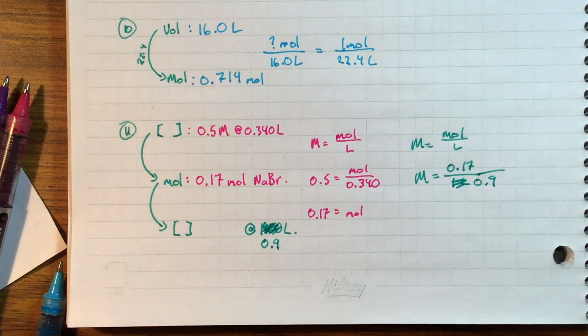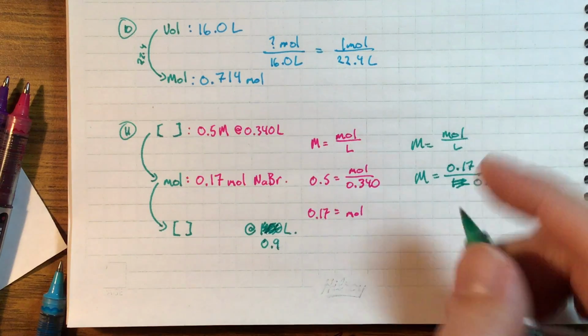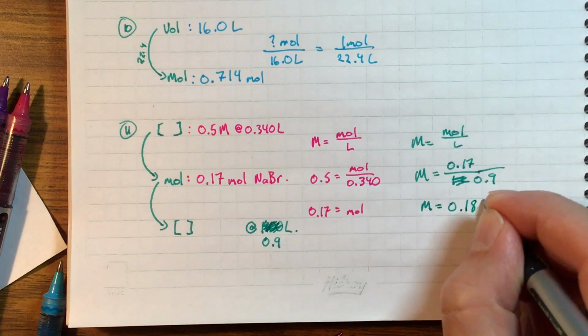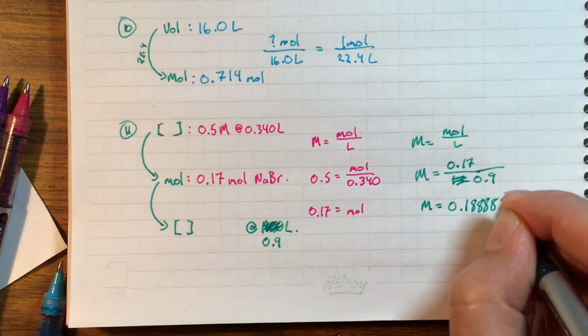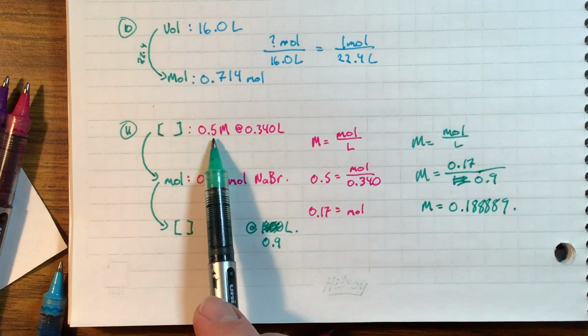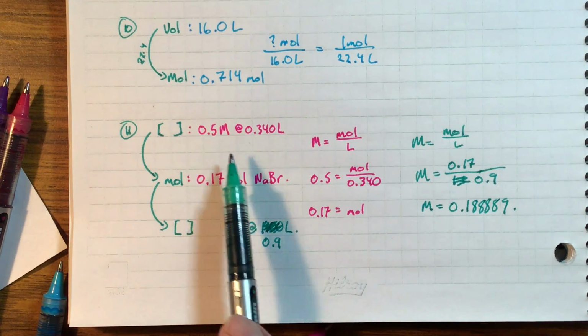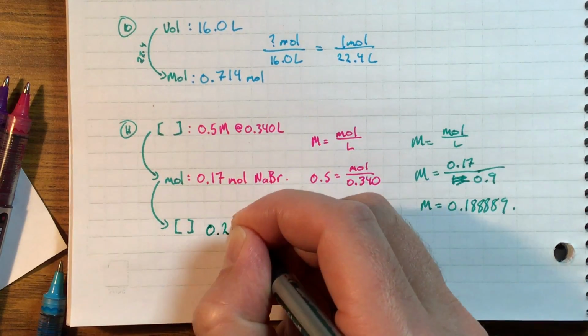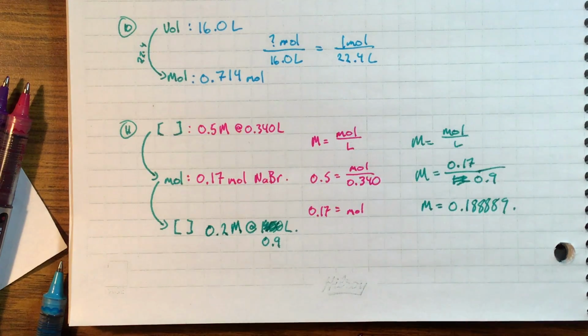So we divide that out. 0.17 divided by 0.9 is 0.1888888, and it goes on forever. Now, how many significant figures should this have? Well, this one only had 1, so at the end, our final answer can only have at most 1. So our concentration is 0.2 M in 0.9 liters of water. So we did kind of a 2-step process there.